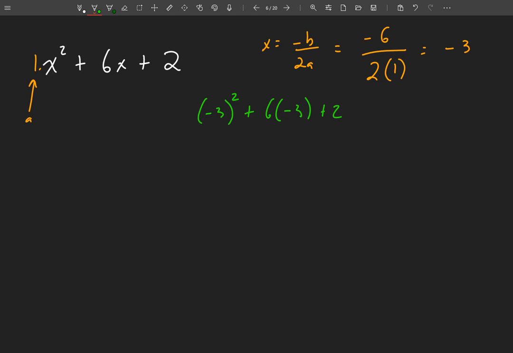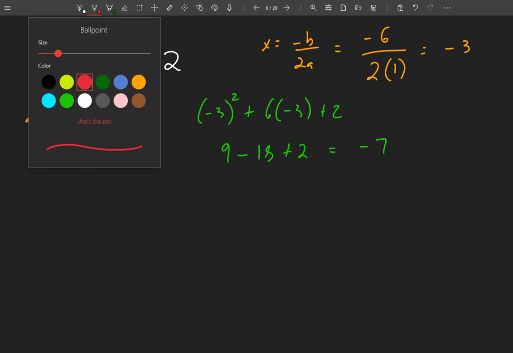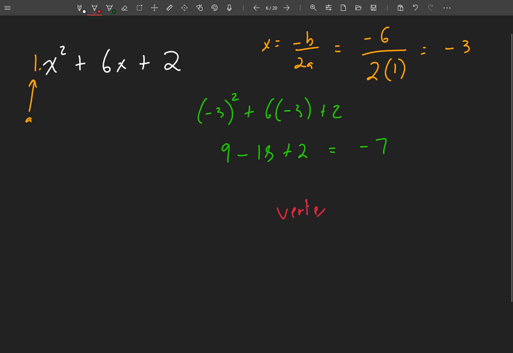Now I have -3 squared, which is 9. 6 times -3 is -18, plus 2. That's 9 minus 18 is -9, plus 2 is -7. So my vertex is, I'm going to make sure I label it, (-3, -7).